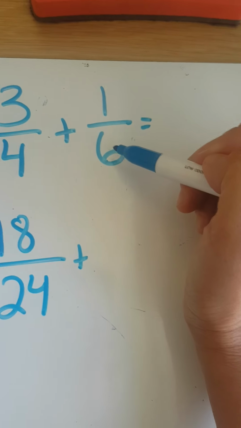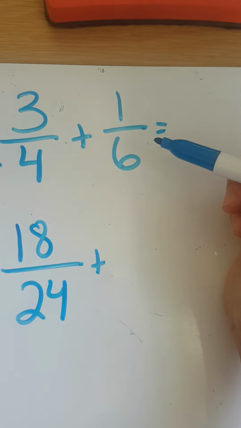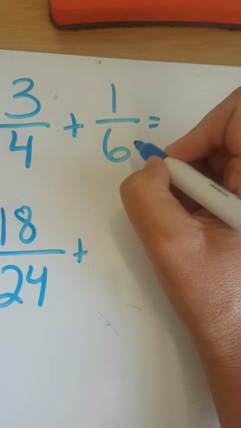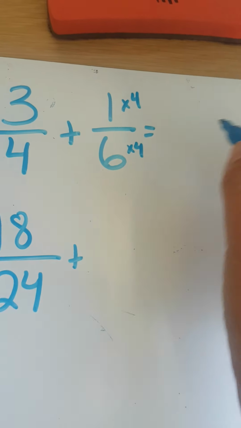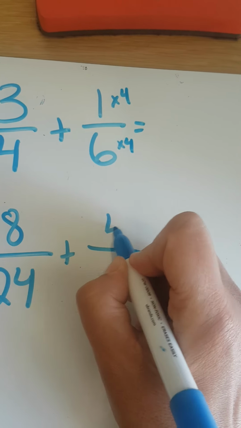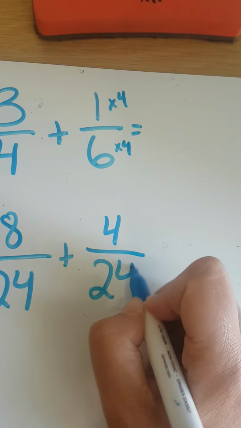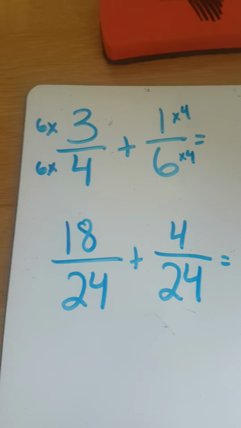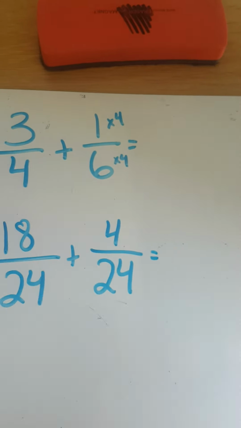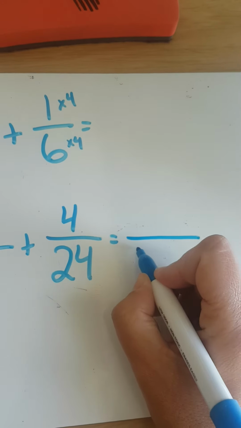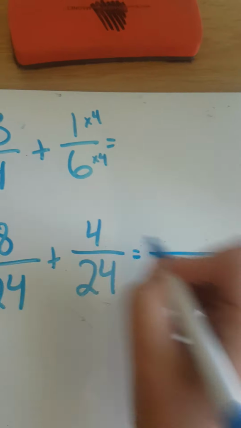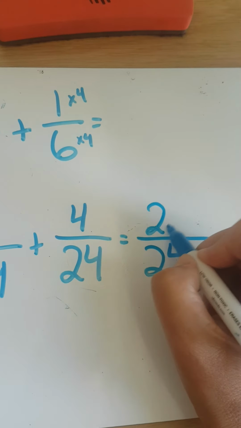What about this one? 6 times what equals 24? That means I need to multiply by 4, because 6 times 4 equals 24. So my new fraction becomes this. So now all I have to do is add. My denominator stays the same. 18 plus 4 is 22.